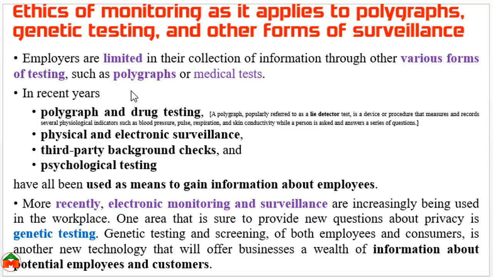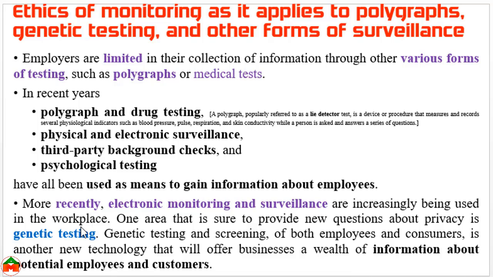Since we are aware that, due to technological development, employers are using various methods to monitor the activities of employees in the workplace. For example, employers are using polygraphs and drug testing, physical and electronic surveillance, third-party background checks, and psychological testing. However, whatever method is used by employers, the ethical issues should be maintained by the employers.